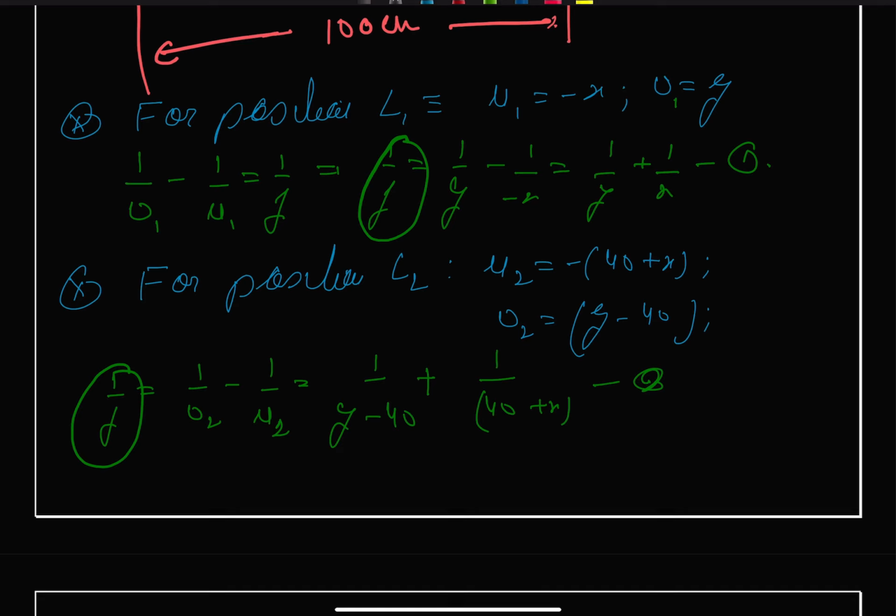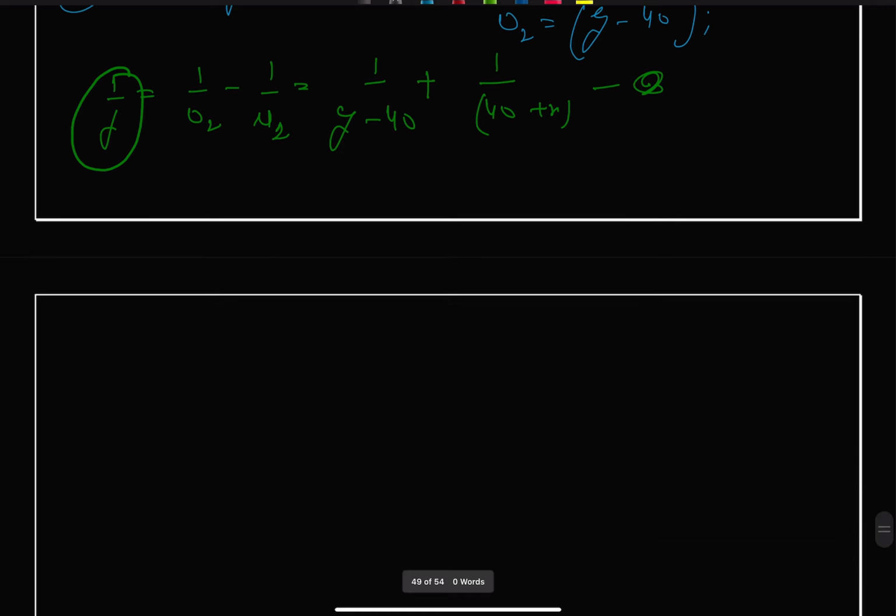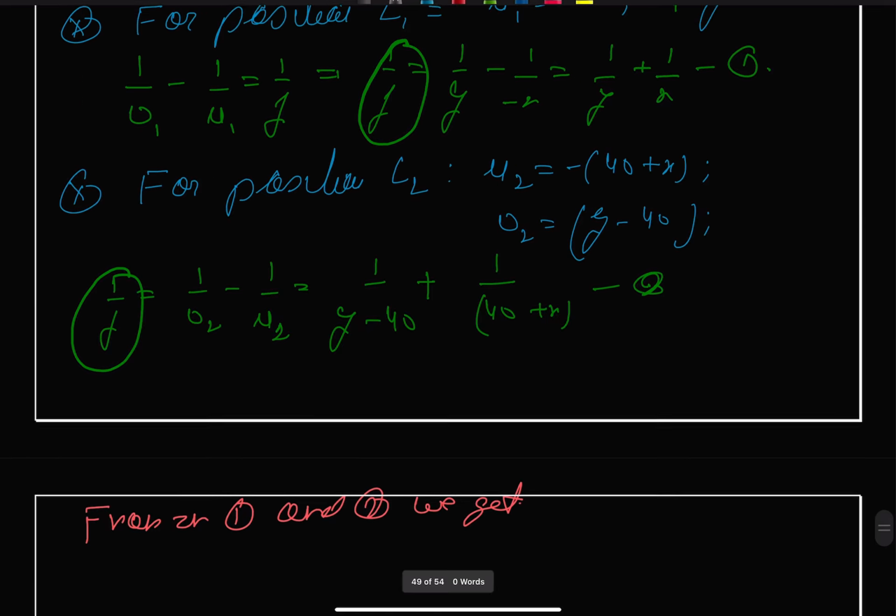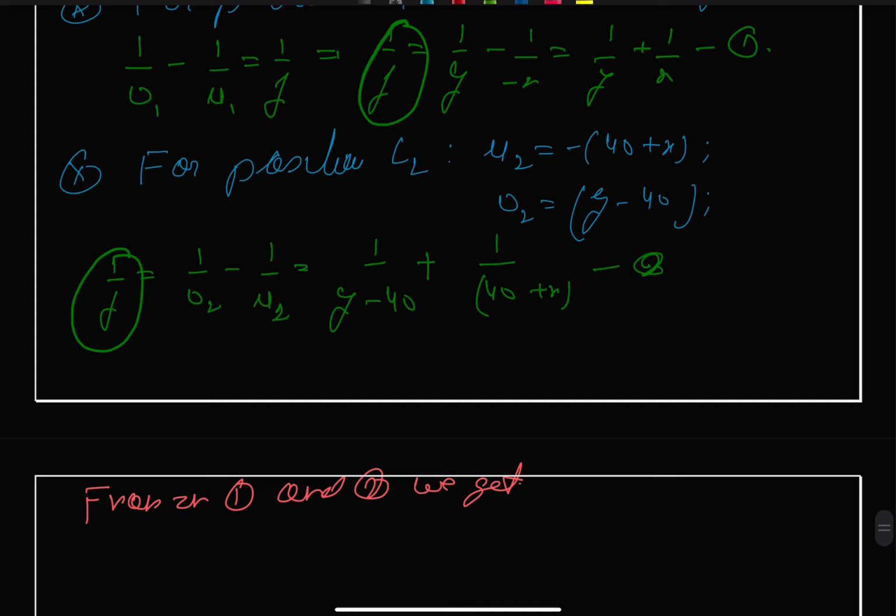So from equation 1 and 2, we get 1 upon y plus 1 upon x will be equal to 1 upon y minus 40 plus 1 upon x plus 40.